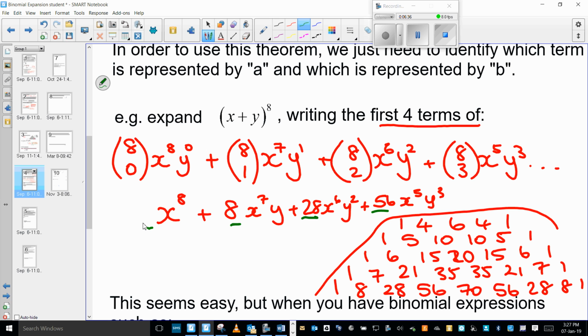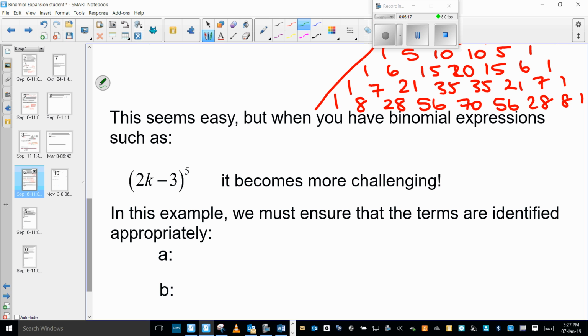Okay, so that would be the first four terms, but that was what we've been doing before. It was nice and easy. There was just an X and a Y. It starts to become more challenging when we've got stuff like this. The reason being is that we know that if we were to expand this, already we've got things like 4k squared, etc. It starts to become more complicated. So if we're talking to the power 5, it's a little bit trickier.